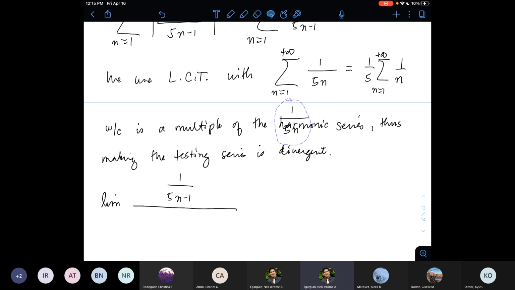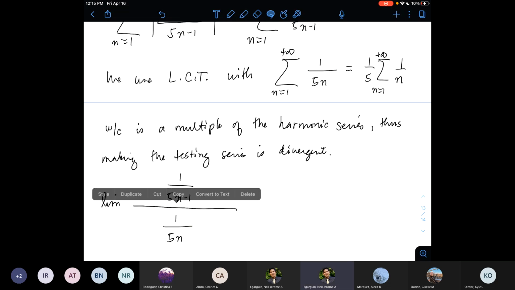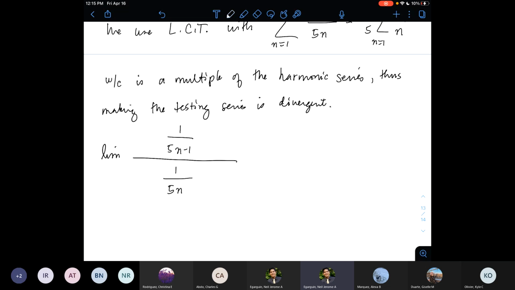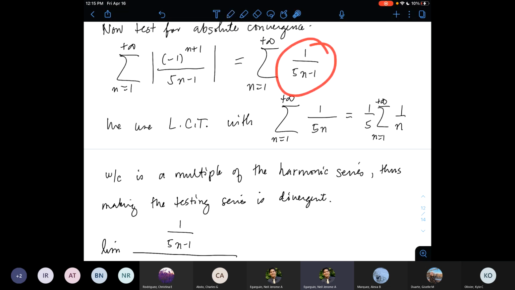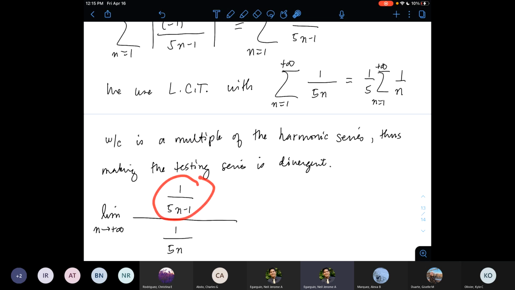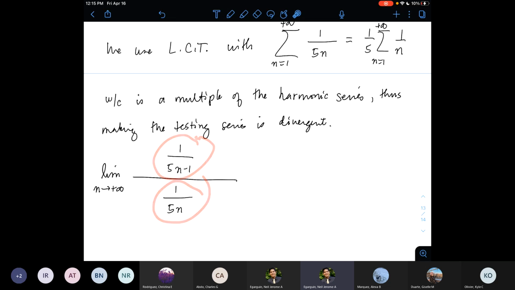But the way I designed the testing series is that I know that this limit will be a constant number, right? Because essentially I analyze the given series. And I know that this will behave in a proportional way to this series. So that's why I know that they will both diverge. But to formalize my reasoning, I need to take the limit of the terms of the given series over the testing series, right? But I have an idea of what will happen.